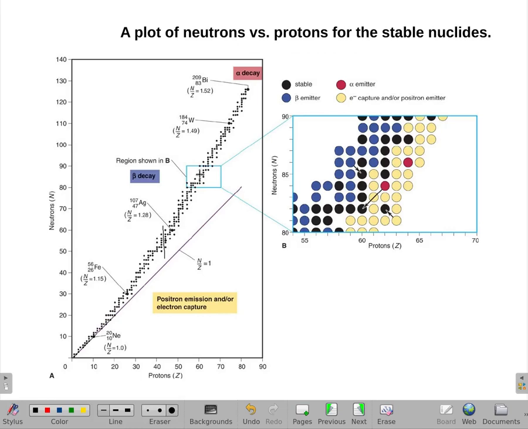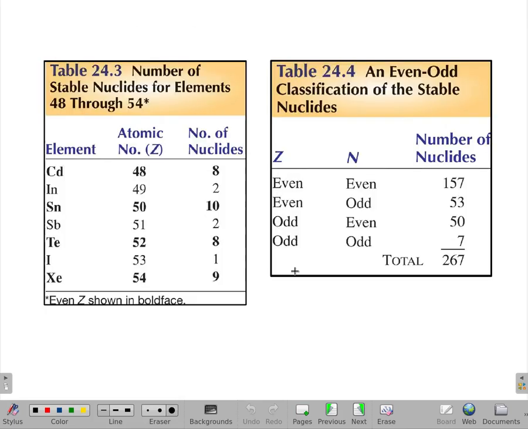And this one must be 59. Well, anyway, actually, it's right here, it's 61. So this chart is telling us that promethium, element 61, has no stable nuclei. Alright, and we see that.